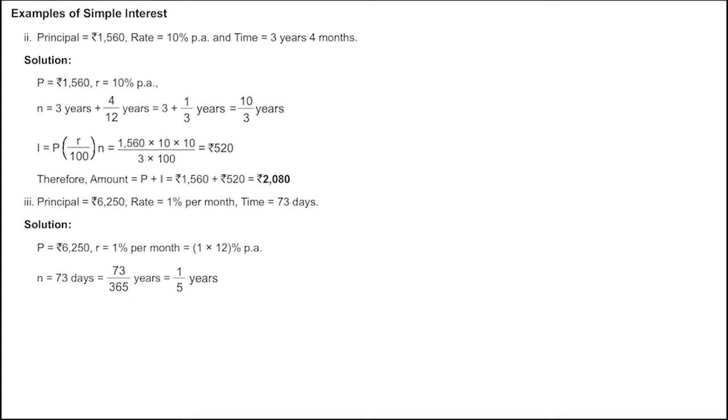So substituting all these values in I equal to P into R into N upon 100, we get 6250 multiplied by 12 into 1 whole upon 5 into 100. The value of N is 1 upon 5, so 5 will go to the denominator. On simplification, we get rupees 150 as our interest. So finally, the amount paid will be equal to interest plus principal, that is rupees 6250 plus rupees 150, which gives us rupees 6400. Now we move on with question number 2.